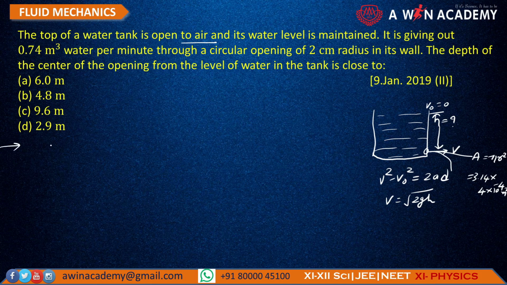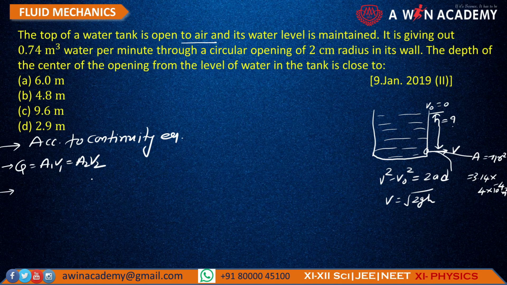चलिए, according to the continuity equation, Q is equal to A1 V1 is equal to A2 V2. ये formula use होगा. And V2 is what? Q by A2. Q is given 0.74 मीटर क्यूब पर मिनट है, तो ये सेकंड में आ गया. चलिए, फिर बात करते हैं हम एरिया की. एरिया इज व्हाट?